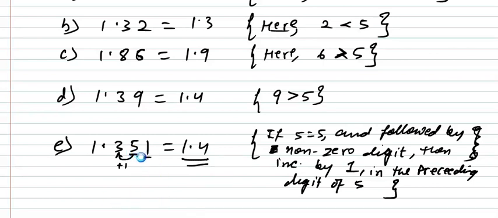It doesn't matter how many non-zero digits are present after the 5, you just increase the digit preceding the 5 by one. Let us take one more example.